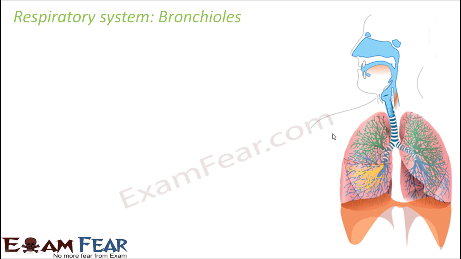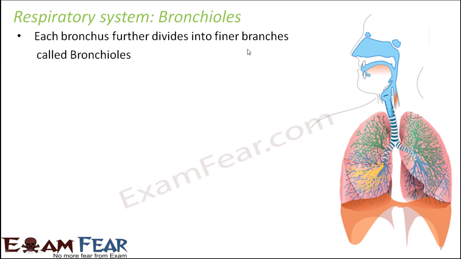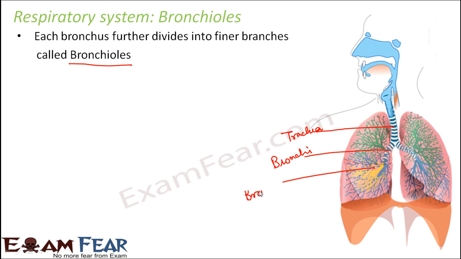And these air tubes, bronchi, will further divide to form even thinner tubes called bronchioles. Each bronchus further divides into finer branches called bronchioles. As you can see here, this is the trachea. The trachea divides into thinner tubes called bronchi, and these bronchi further divide into even thinner tubes called bronchioles. It's like a thick branch of a tree. From there come up the thinner branches, and again from them come up even thinner branches. That's the concept of bronchi and bronchioles.